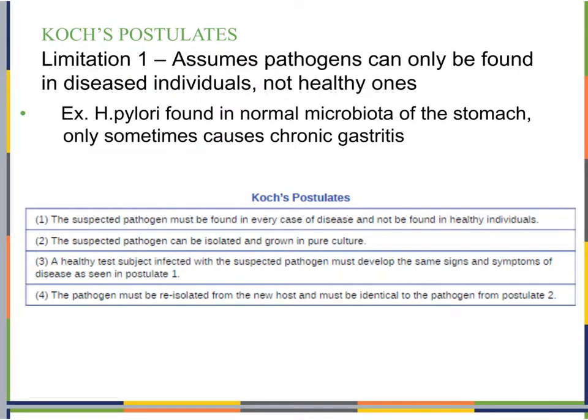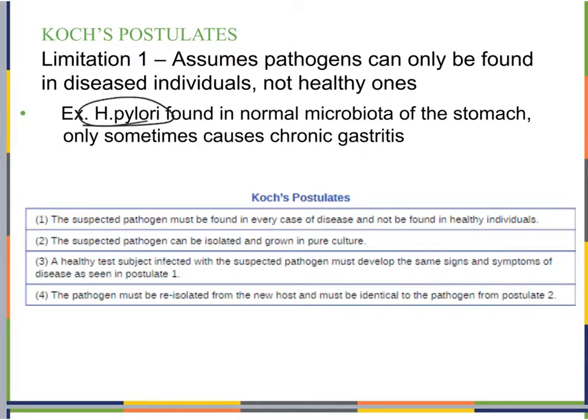Now, there are some limitations to this. The first limitation is that this assumes that all pathogens can only be found in diseased individuals rather than in healthy ones. So we said that we have to be able to find this particular causative agent in somebody that's diseased and not find it in somebody that is not diseased. Now the problem is that we do find lots of different microorganisms in other people that are not actively infected or do not have any signs and symptoms or disease.